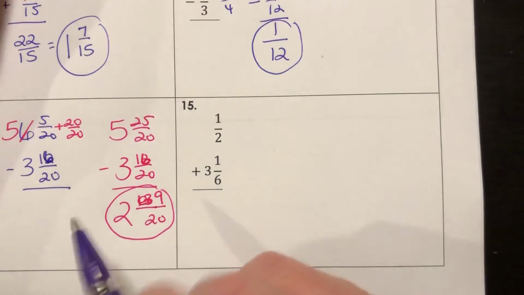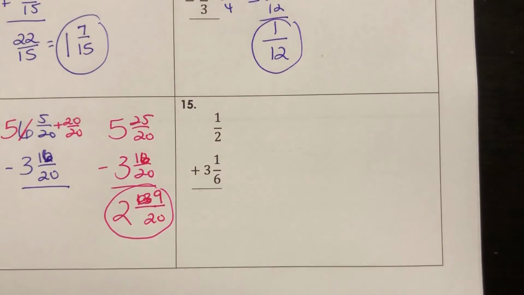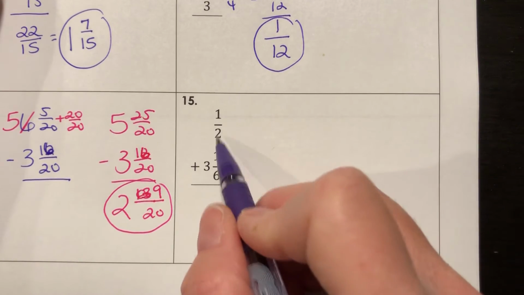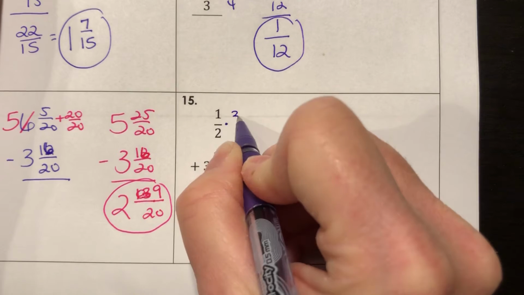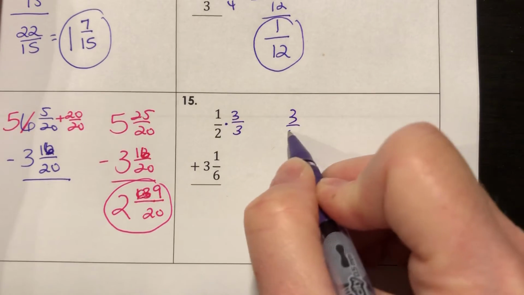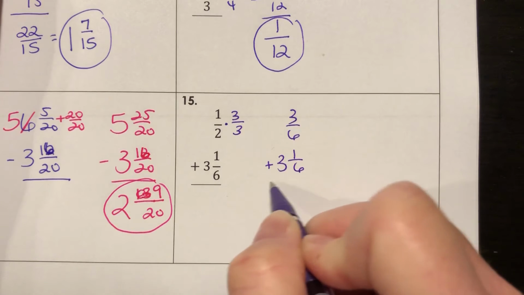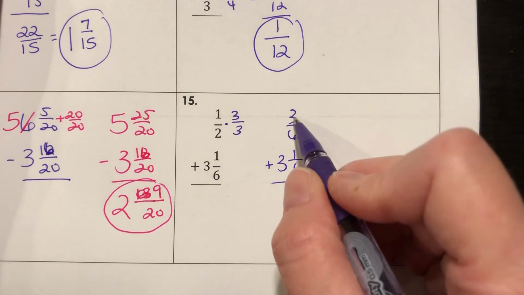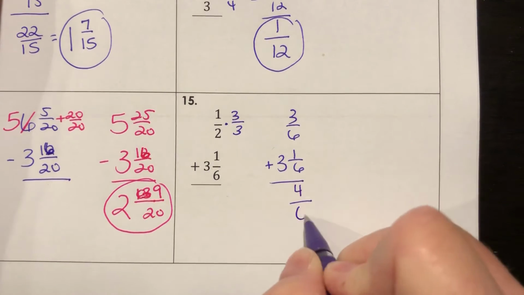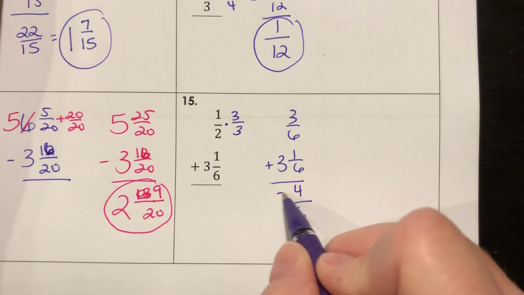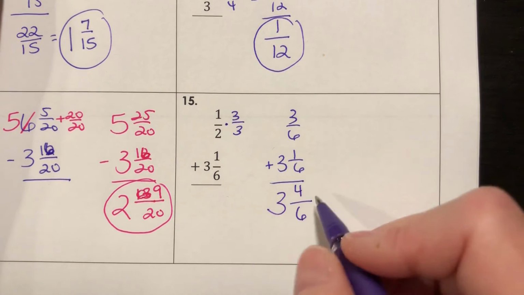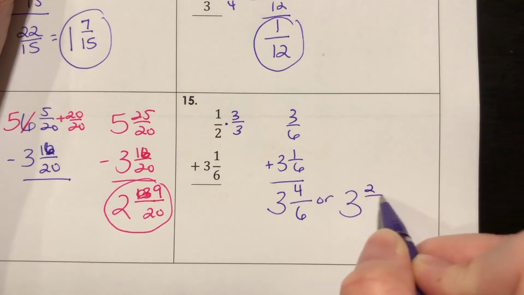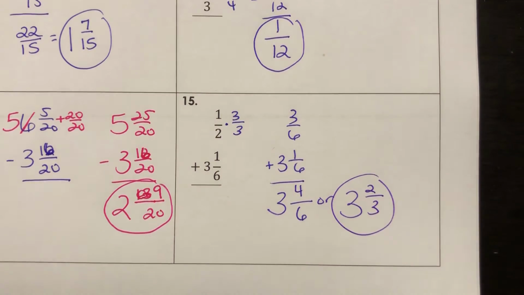That's my excuse. All right, next one, 1/2, 1/6, those don't match. So what do I need to do? I need to get denominators that match. And I notice that 2 is a factor of 6. So I can just multiply 1/2 by 3/3, and I end up with 3/6 plus 3 and 1/6. So 3/6 plus 1/6, 3 plus 1 is 4. And my denominator stays. And then I just have the 3 here. So 3 and 4/6. Or maybe you notice, hey, 2 goes into both of those. 4 divided by 2 is 2, 6 divided by 2 is 3. You could also say 3 and 2/3.